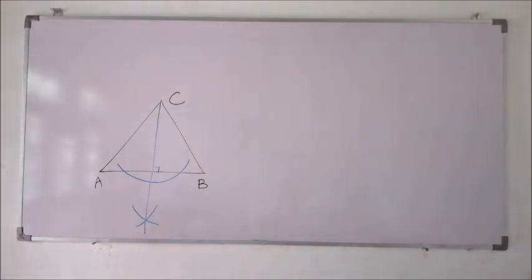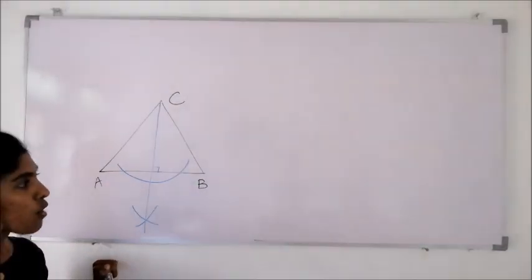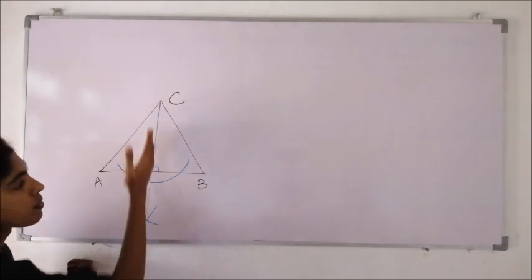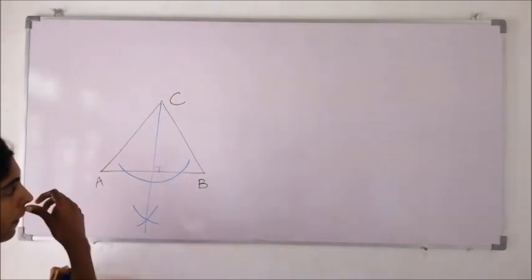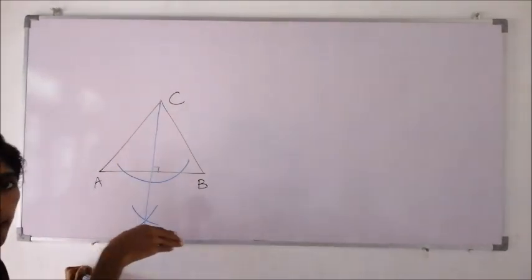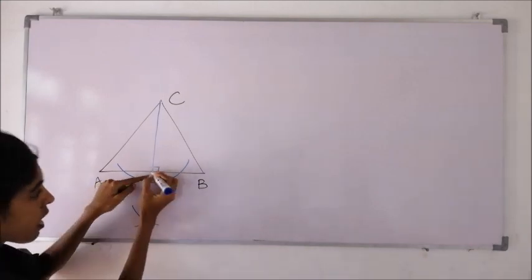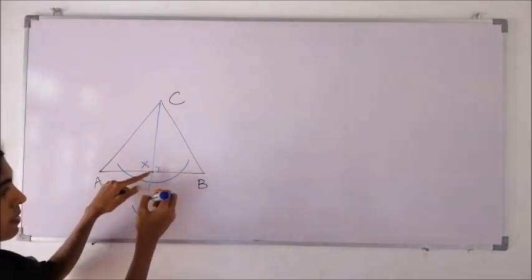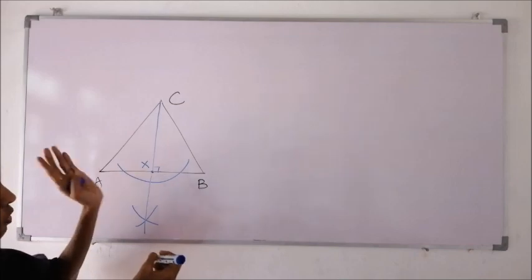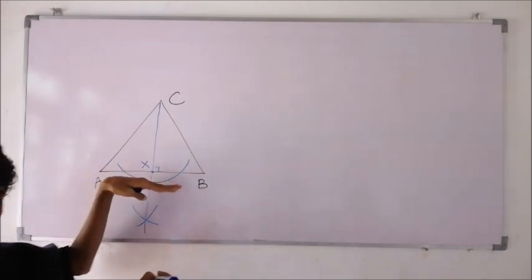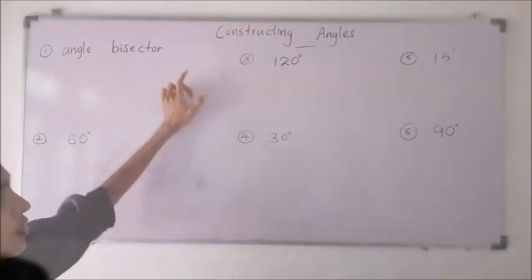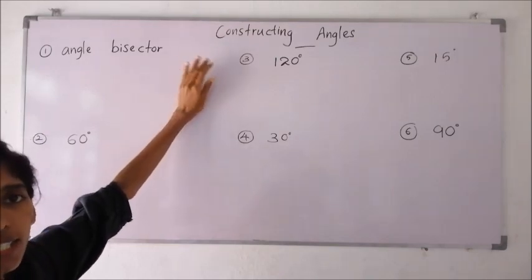Now children, if I am telling you to name the intersection point of AB and the perpendicular as X, you need to mark this point as X, because this is the intersection point of the perpendicular and this AB line. Now children, our next section is constructing angles.